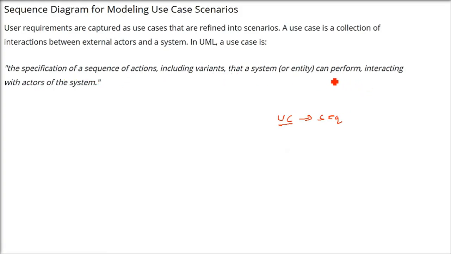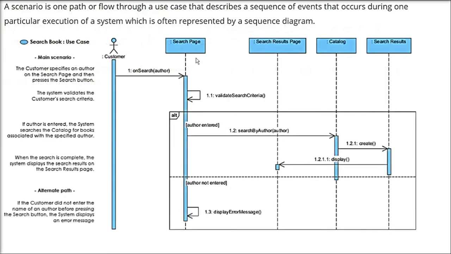You'll understand it better how we start. This use case is the specification of a sequence of actions, including variants, that a system can perform interacting with actors of the system. Here you see a very simple use case, which is search book. Now the right hand side is the sequence diagram. How do we relate the use case with the sequence diagram? First thing first is the customer. He is a user, something external to the system. The customer is an actor.